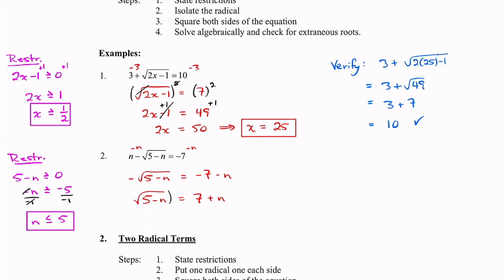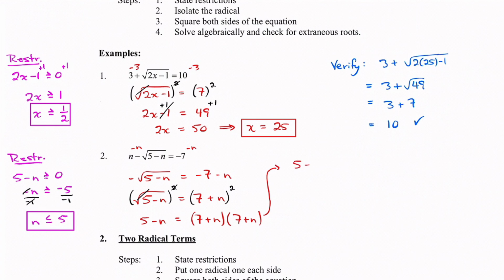Then we've got to square to get rid of the square root. We've got to do it on both sides. Square and square root cancel out, and I get 5 minus n equals, and then 7 plus n squared is 7 plus n times 7 plus n, and then we're going to have to FOIL that all out. So we'll do that in our next step just up here.